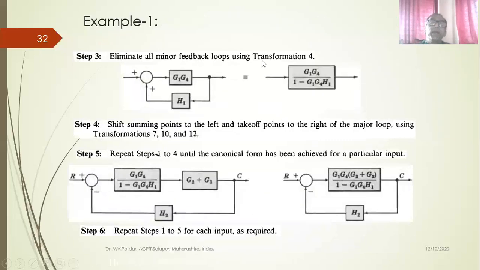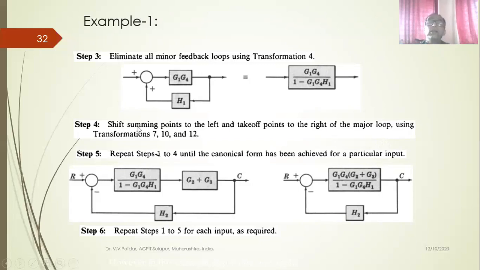Eliminate all binary feedback loops using transformation 4. Right. This binary feedback loop, these blocks can be converted into single block by using the rule of removal of feedback loop. What is that rule? Numerator forward block element G1, G4 upon 1, because the feedback is positive, in the denominator I'll have 1 minus forward block element transfer function into feedback loop element transfer function, G1, G4 into H1. So this will be the equivalent block diagram by removing minor feedback loop.